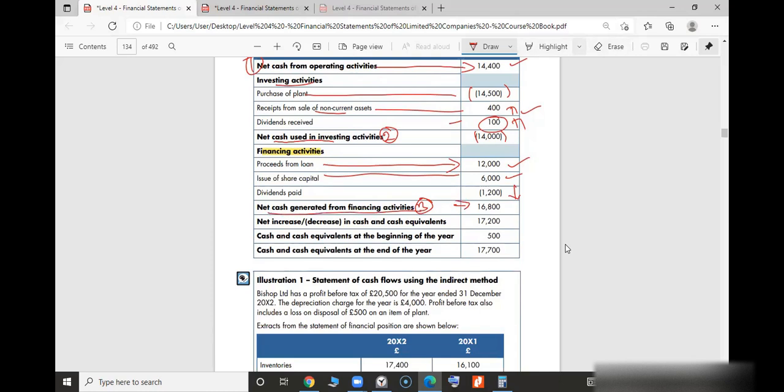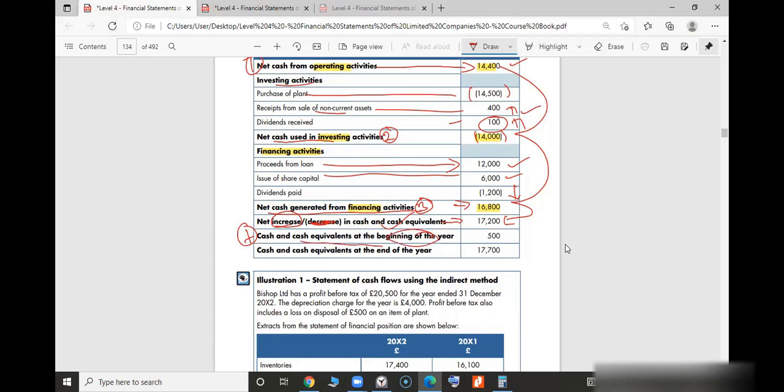There are three activities I'm highlighting: 14,400 from operating activities, 14,000 minus from investing activities, and 16,800 positive from financing activities. If you add all these three, you get 17,200, which we call a net increase. There is no decrease. There's a net increase in cash and cash equivalent. So during the year, you had an increase of 17,200, plus cash and cash equivalent at the beginning of the year.